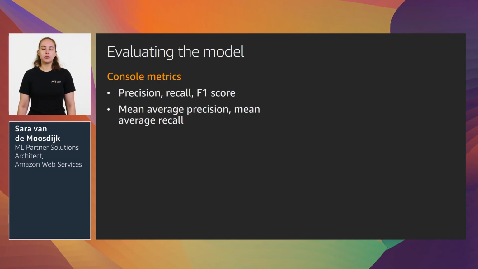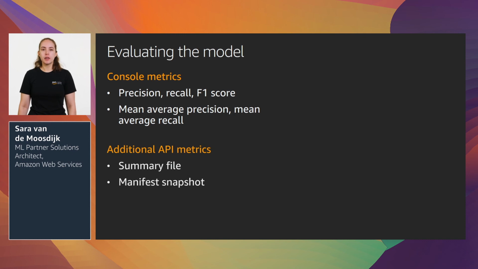So now you know how to evaluate how good your model is from the console. But Amazon Rekognition also saves these results into files, into an S3 bucket. So if you prefer, you can also use the SDK to get the results directly from those files. The two files it uploads are a summary file and a manifest snapshot, and it pretty much contains all the information that you just saw in the console, as well as an additional confusion matrix. So let's take a quick look at the summary file that Amazon Rekognition generated for my sign language use case.